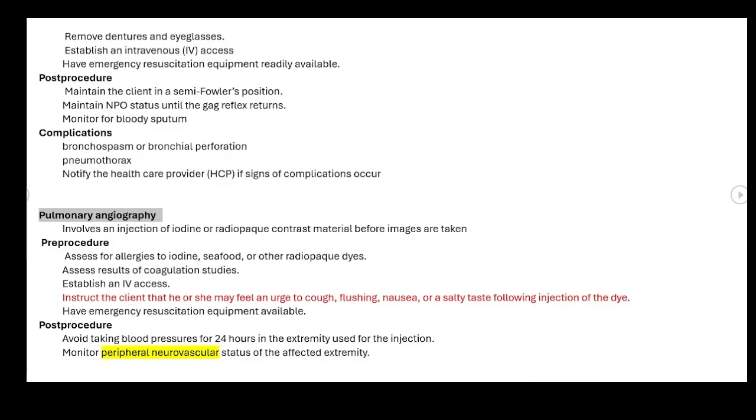You also want to do what they call a peripheral neurovascular assessment. So you're monitoring peripheral neurovascular status. This is where we are looking at the color beneath the injection site, the extremities. We're looking at the color, numbness, and then tingling. If any of them go wrong, then we know that something is not right and we need to investigate it.